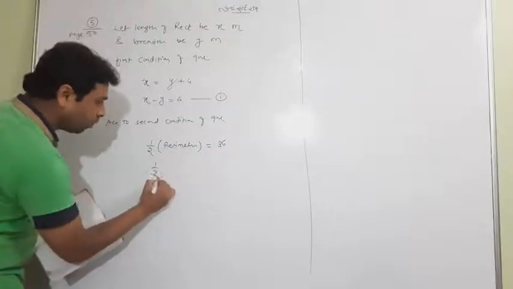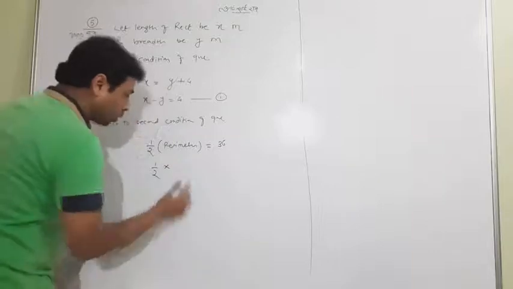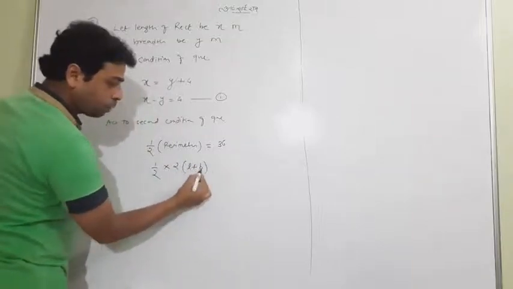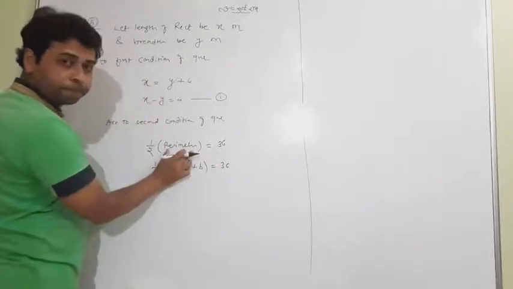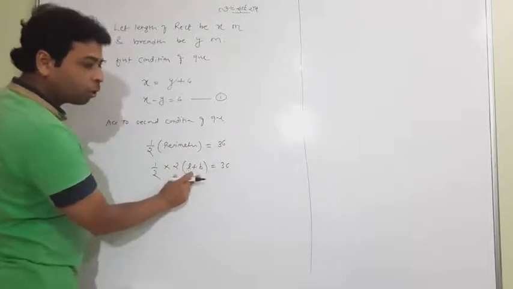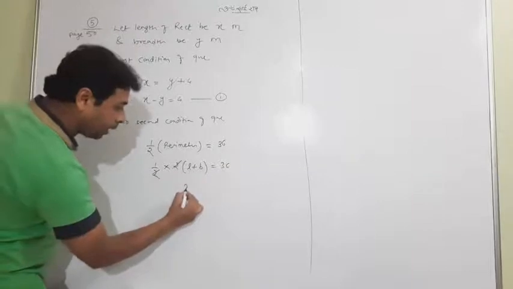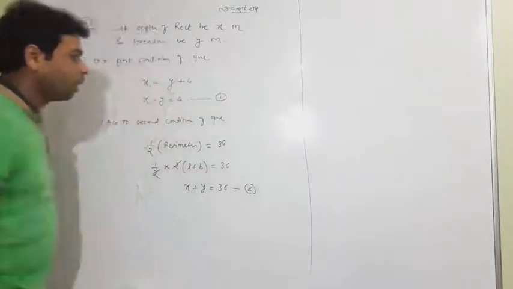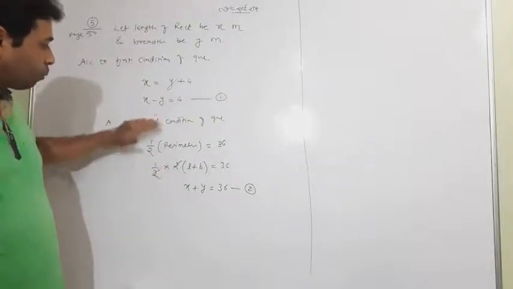What is the meaning of perimeter? You know it, perimeter is 2 into L plus B, length plus breadth. Half of that equals 36. Perimeter meaning 2 into L plus B, half of it is 36. So 2 and 2 will be cancelled. L meaning x, B meaning y, x plus y is equal to 36. It is equation number 2. Now students, we are having the first equation this and the second equation this, and now we have to solve them.